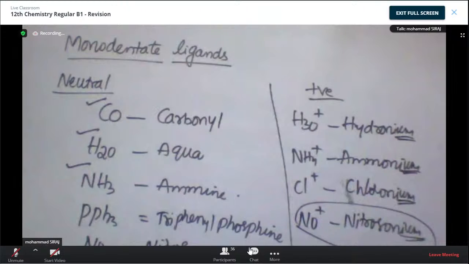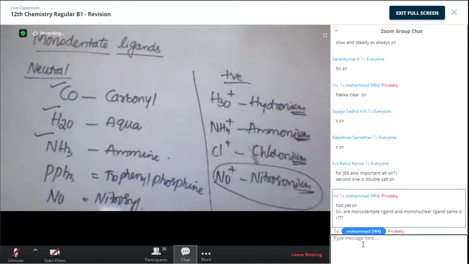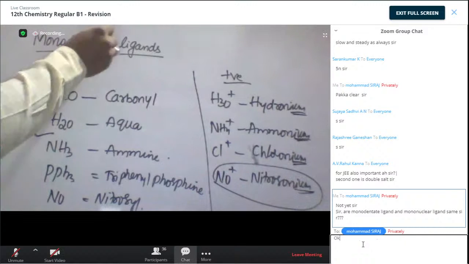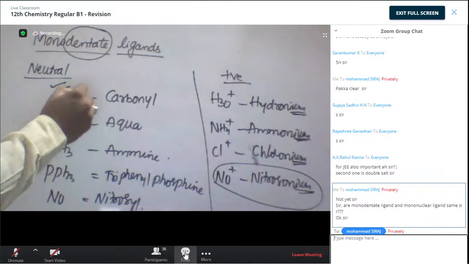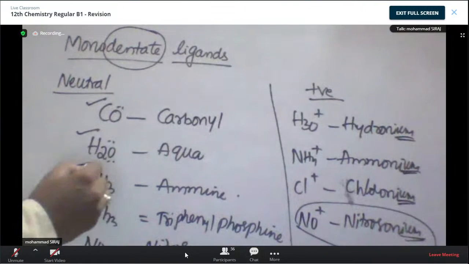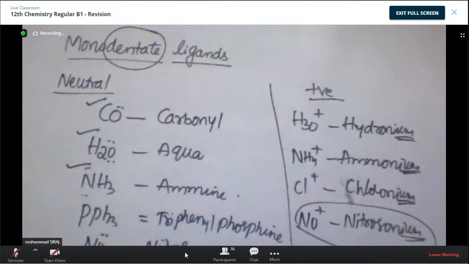Monodentate and mononuclear ligand are the same. Denticity is important. Denticity means the number of donor atoms. Here in water the donor atom is oxygen, here also oxygen, here nitrogen, here phosphorus, here oxygen. All these are donor atoms. Better to prefer the terminology monodentate ligands.